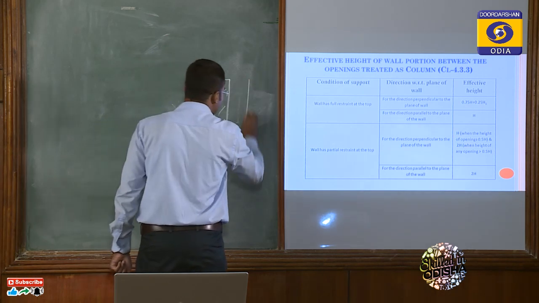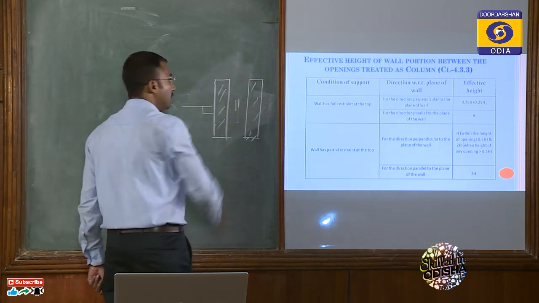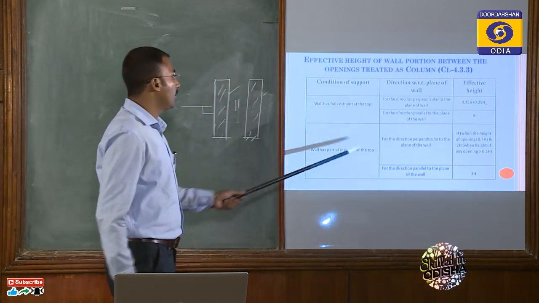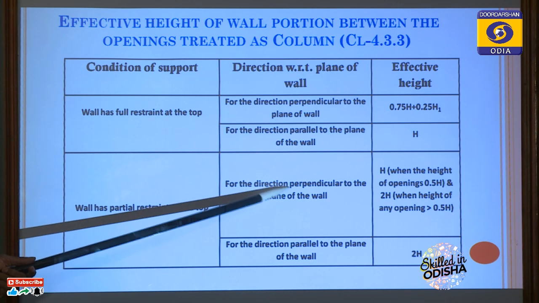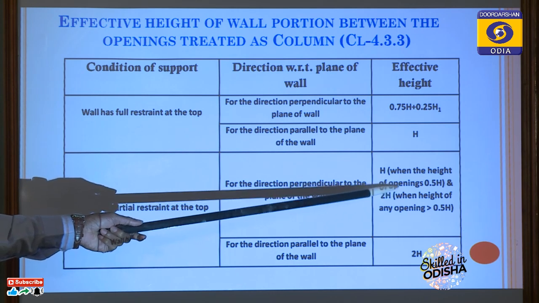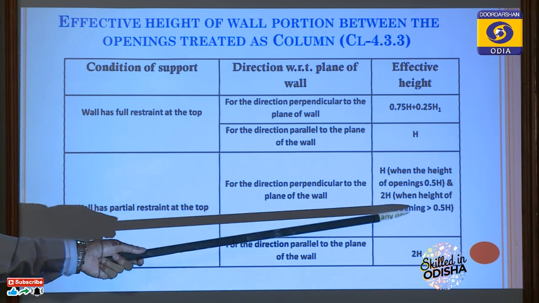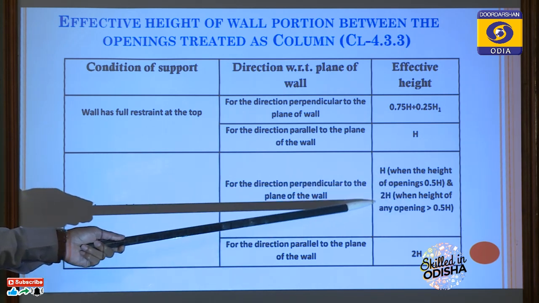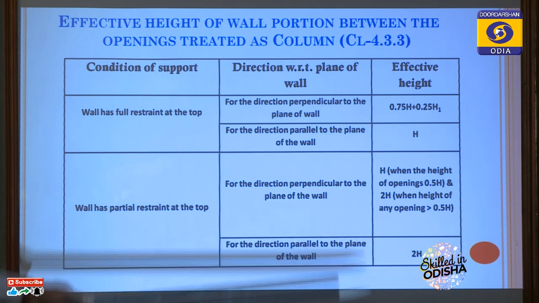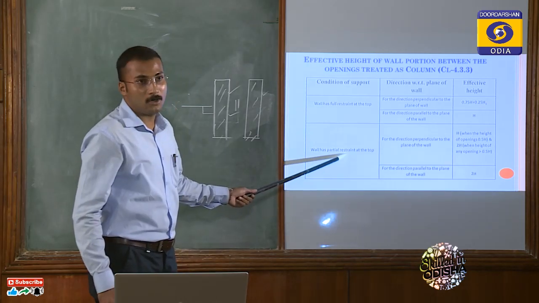That means this direction will be parallel to the direction of the wall, both are parallel to each other, and in this case this h will be taken as the effective height h. In the second case, for the direction perpendicular to the plane of the wall, when the height of openings is less than or equal to 0.5 h, it will be taken as h, and when it is more than 0.5 h, it will be taken as twice of h. And for the direction parallel to the plane of the wall, it will be taken as twice of h. That means this case, but there is a separate condition of support.